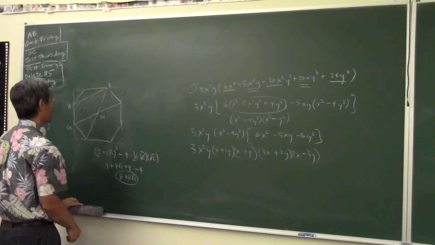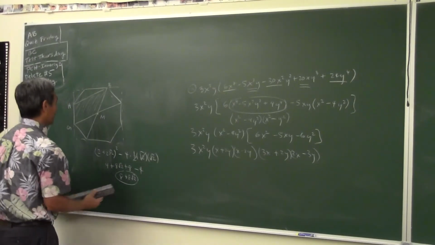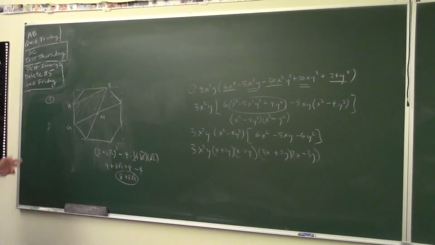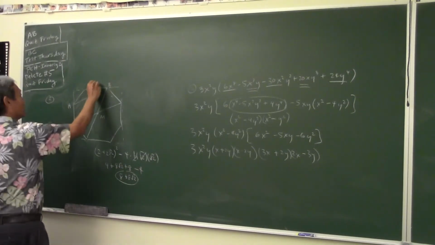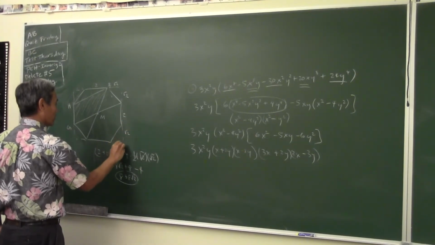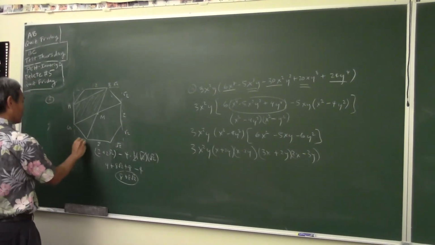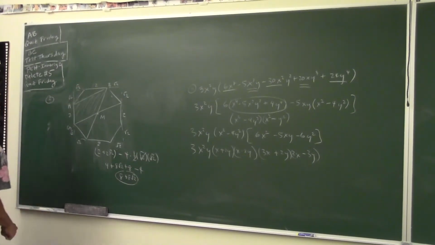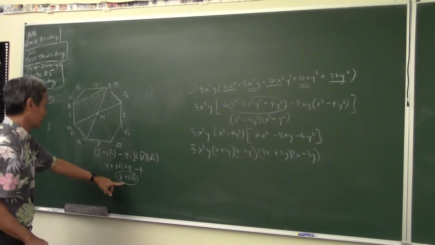I guess we could do it that way if you want. What the heck? Let's do it that way. Since I think most of the people that got it correct, most of you did it that way. So 2 root 2, root 2, 2 root 2, root 2, 2 root 2. Okay, so the area of the entire octagon is this.